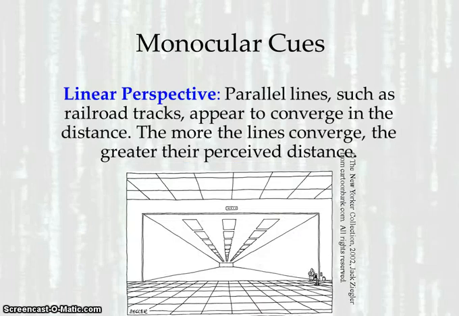We also have the linear perspective monocular cue. This is that parallel lines like railroad tracks appear to converge, remember that means coming together, in the distance. The more the lines converge, the greater their perceived distance. So here you see what looks maybe like a subway terminal. These, in fact, are parallel lines, and it appears as though they are coming together down here at the end, when in fact they are not. This is linear perspective. The more lines converge, the farther the distance they are.